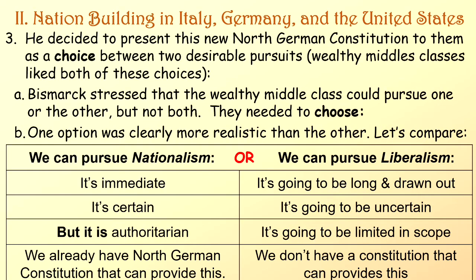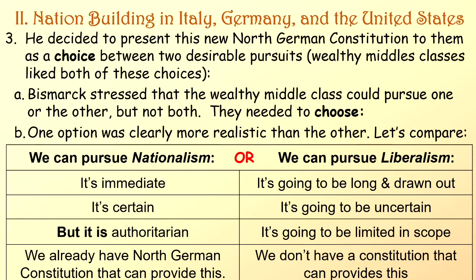Bismarck decided to present his new North German Constitution to them as a choice between 2 desirable pursuits. Wealthy middle classes liked both of these choices. But Bismarck stressed that the wealthy middle class could pursue one or the other, but not both. They needed to choose. One option was clearly more realistic than the other.